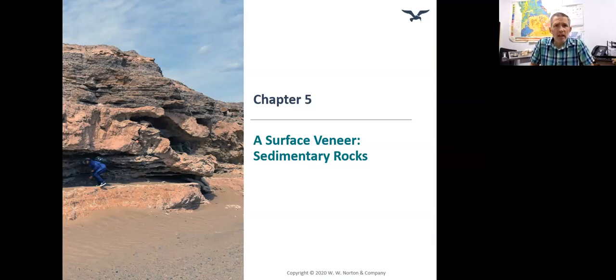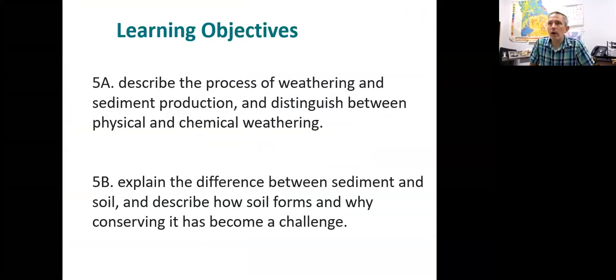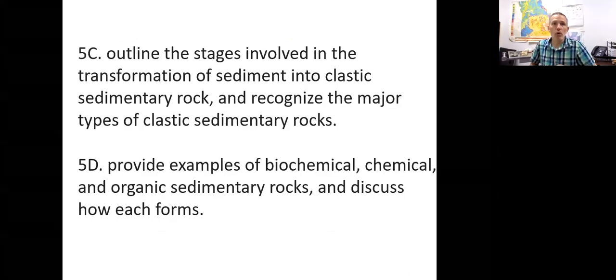What we're going to be talking about today is sedimentary rocks. There are a number of objectives that we're going to be covering, so let's get started with those. Today, the first thing that we're going to do is look at the different processes of weathering, which are going to break down any existing rock and make it bits of sediment. Then we're going to see how the sediments can form soils. Then finally, we're going to look at the different ways that sediments can get transported. And then we're going to look at the different types of sedimentary rocks.